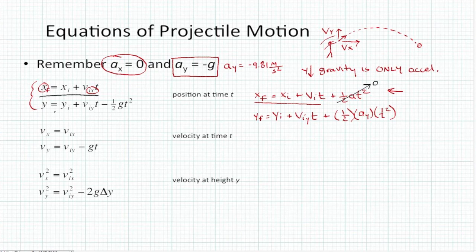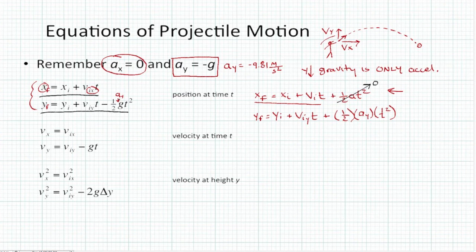By the way, you can think of that as yf as well. These equations are based off that. So that g you could think of as ay, acceleration in the y direction. But in the y direction, our acceleration is always going to be negative 9.81 meters per second squared.